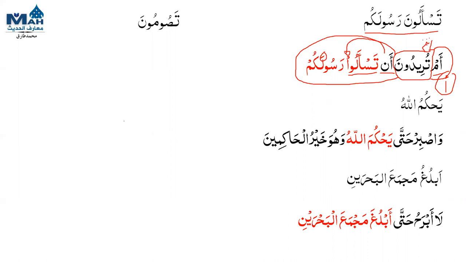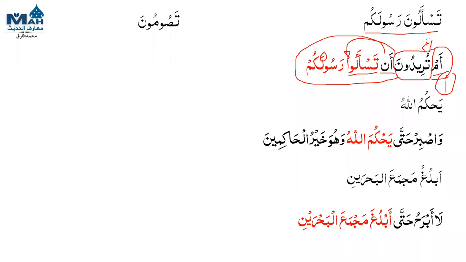Abluga. Do you want to do this? Abluga majma al bahraini. Abluga is from balaga. Balaga, to reach. Is ablugu a mudare or mazi? This is muzare, ma'am. Okay, the fail? The fail is ana, ma'am. Nahnu. Okay, majma al bahraini. What is majma al bahraini? It looks like a murakkabe izafi, ma'am. Very good.